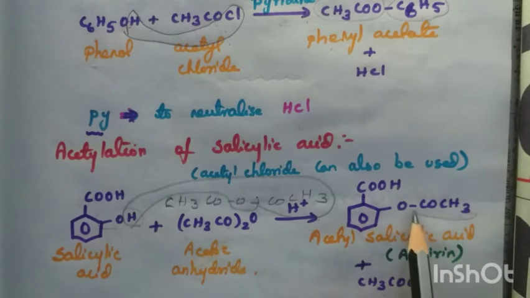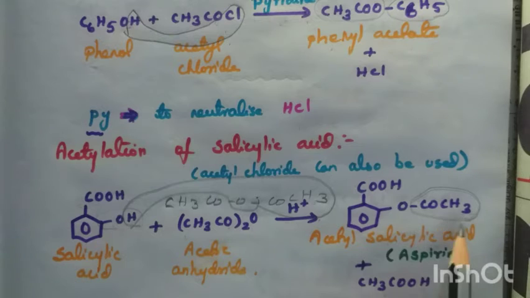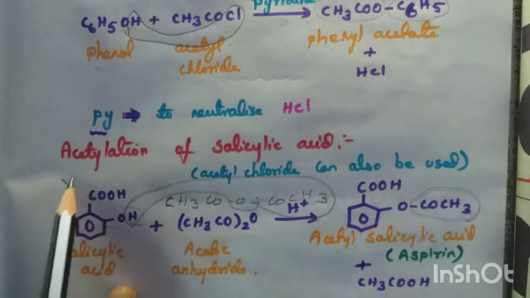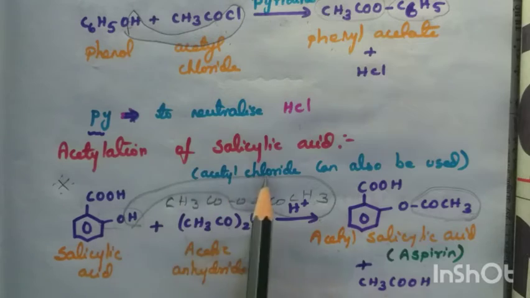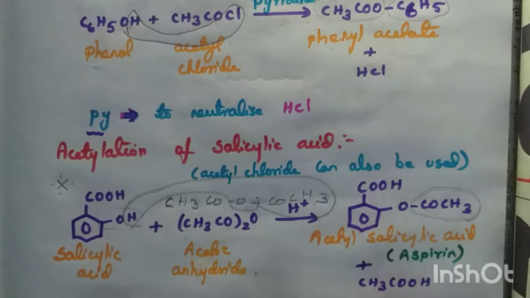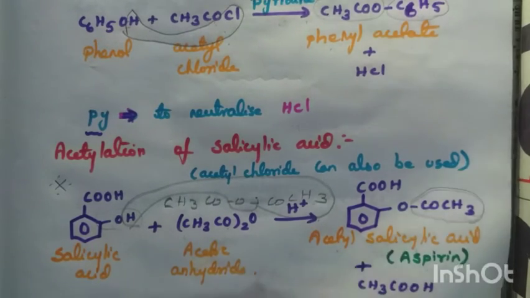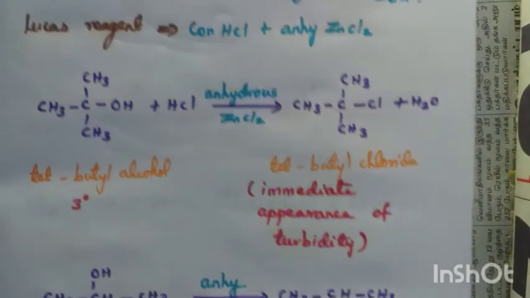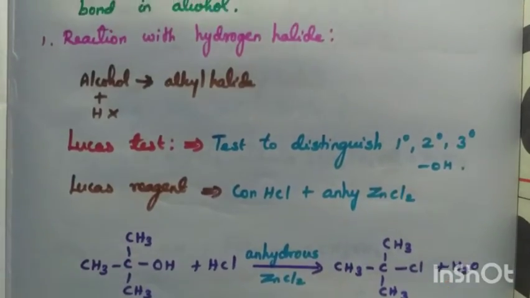This acetyl group is added to which one? Salicylic acid. Instead of hydrogen, we have the acetyl group. So it is called acetyl salicylic acid. Its common name is aspirin tablet. We have heard, no? Aspirin tablet is nothing but acetyl salicylic acid. So this is one of the important remarks: acetylation of salicylic acid gives aspirin. How will you prepare aspirin? From alcohol, that is salicylic acid, and an acid derivative.